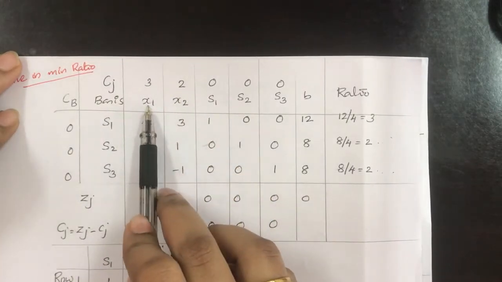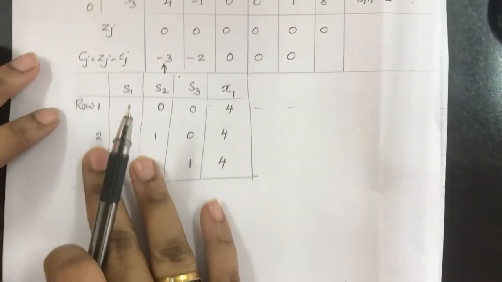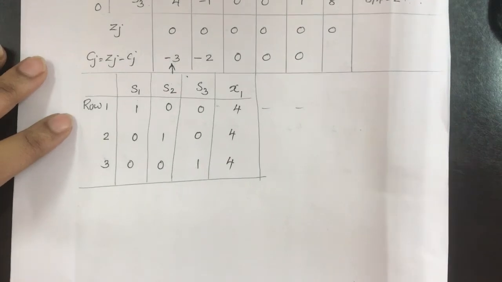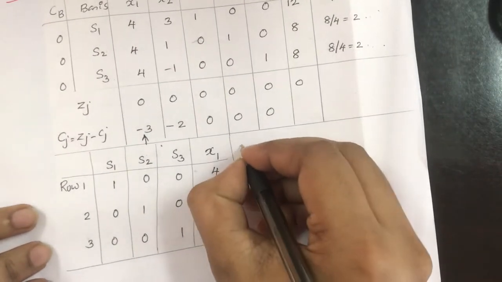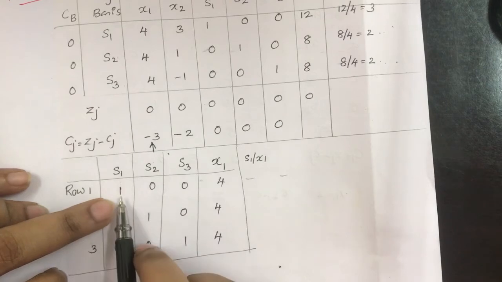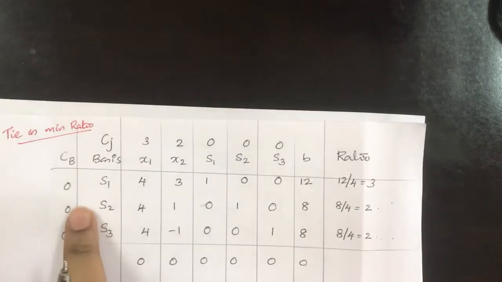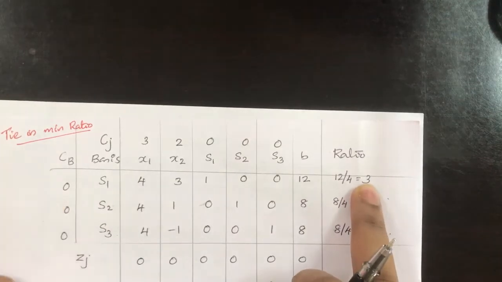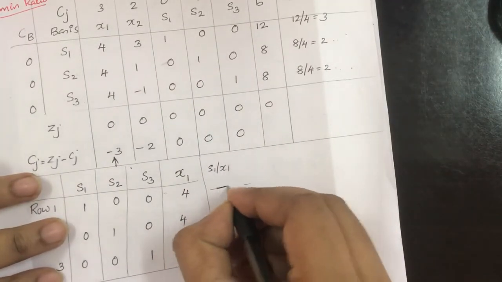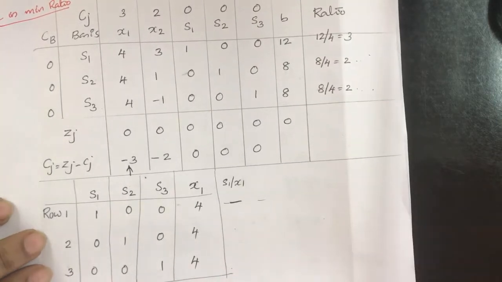So I am taking X1, S1, S2, S3 and write the table like this. Okay. So now I am going to find out another set of ratios, S1 divided by X1. So 1 divided by 4. Here also in the first row there is no tie. So I do not need to find the ratio of the first row. I need to find the ratio of second and third only.